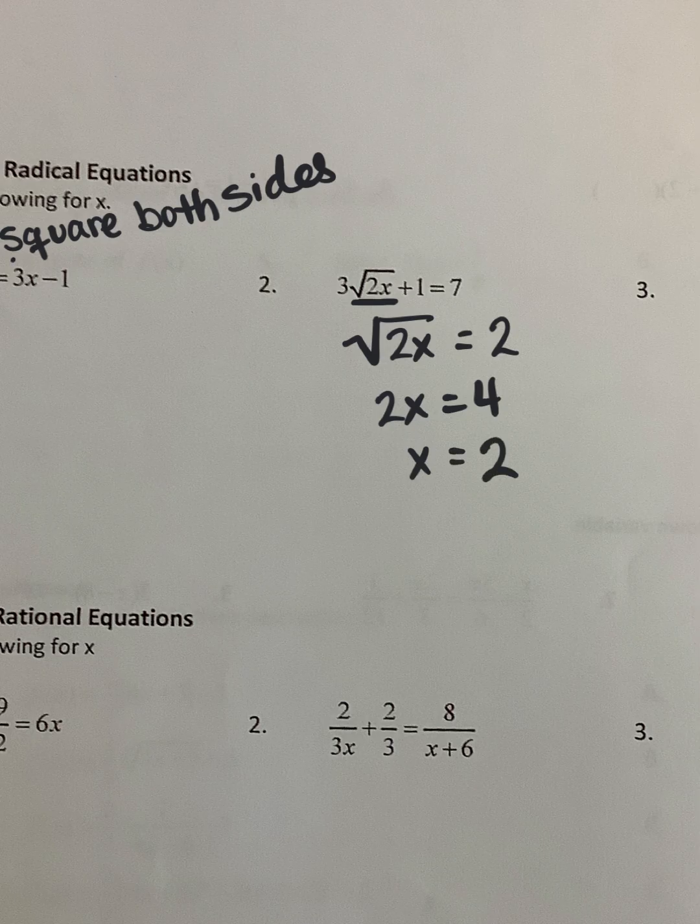This one, kids are prone to not do the right side correctly. So when I square a square root, I just keep what's under it, and on this side, you have to write this down twice. You have to FOIL that out.